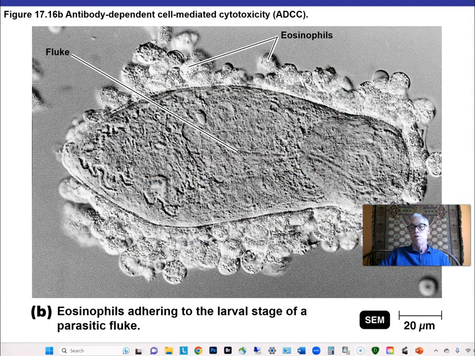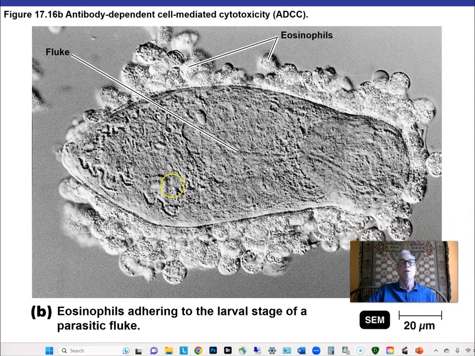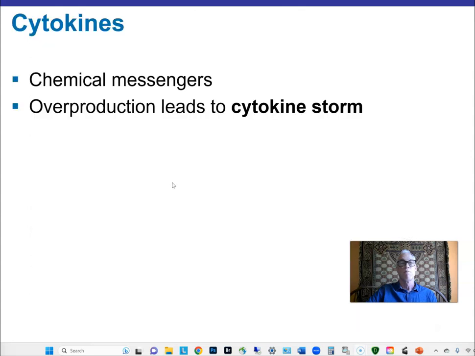And there's a liver fluke just coated with eosinophils that are releasing toxic substances to kill that fluke. Cytokines, you can have too many cytokines. If you have too many cytokines, for example, when you have a superantigen, then you have a problem because there's too much inflammation. It can cause massive vasodilation. One of the things that we said about inflammation is histamine is released and it causes vasodilation.